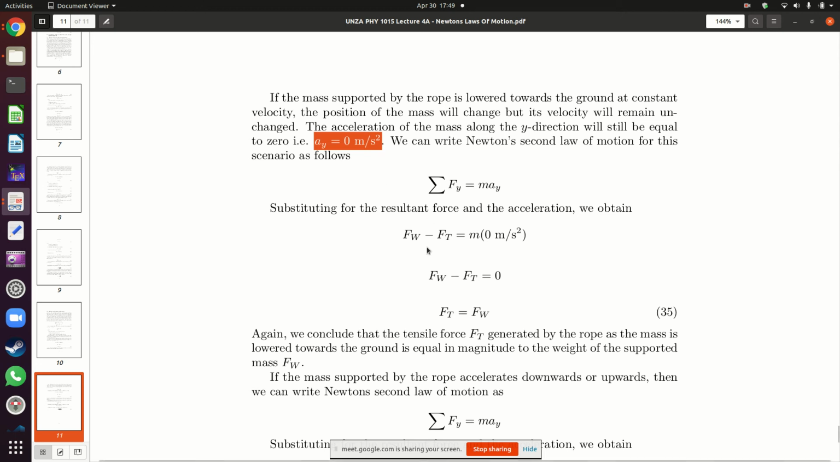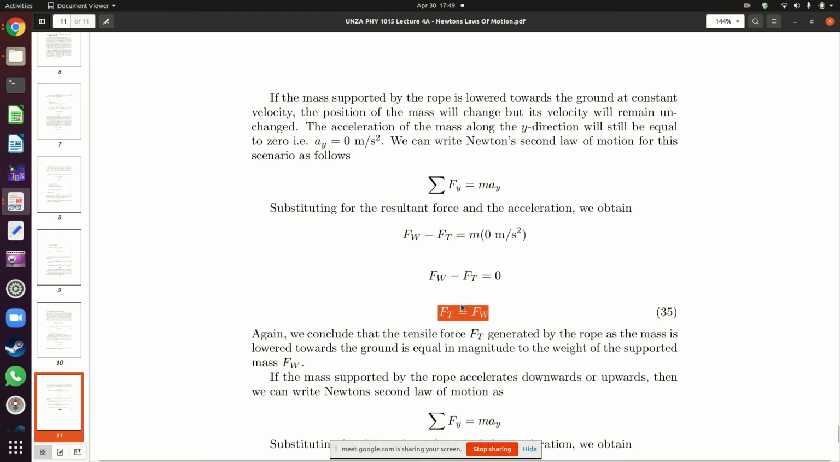It means that the acceleration is also equal to 0. So in this case also, if you work out Newton's second law of motion, the sum of the forces is equal to the mass multiplied by the acceleration. So you're going to end up having the weight minus Ft equals the mass multiplied by the acceleration, which is equal to 0, and you end up having a 0 on this side. So you end up having Fw is equal to Ft. So the tension is equal to the weight also.